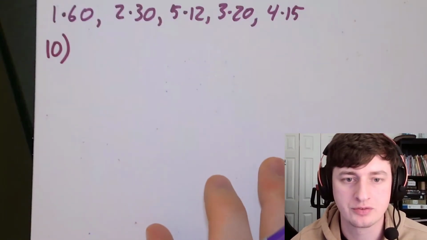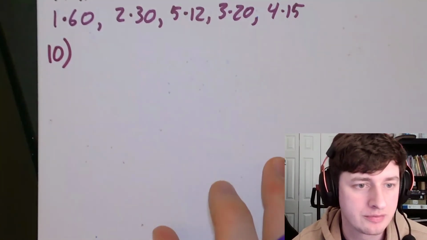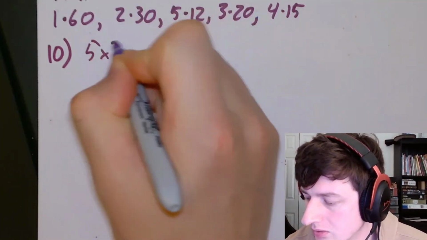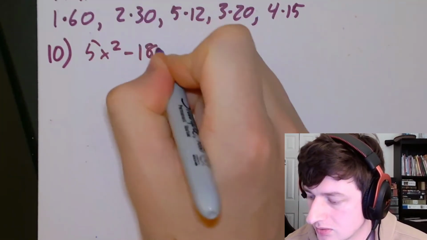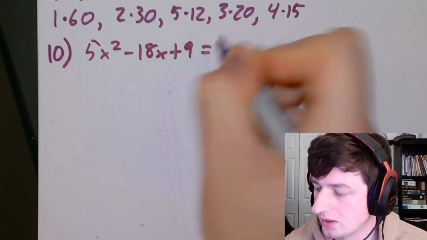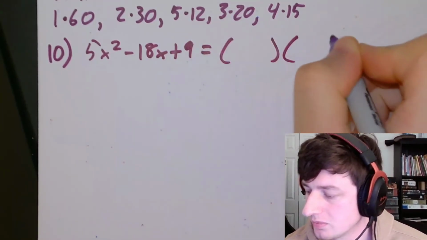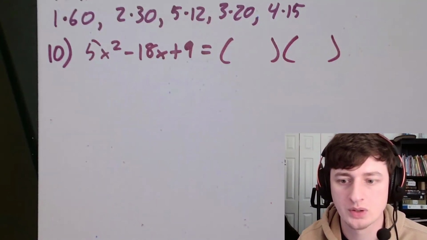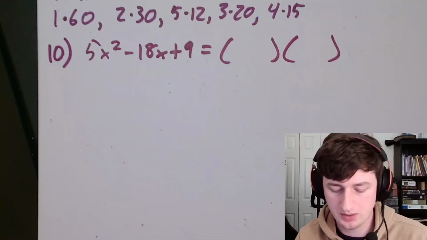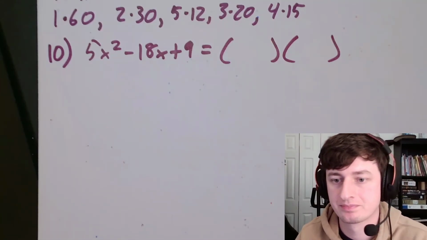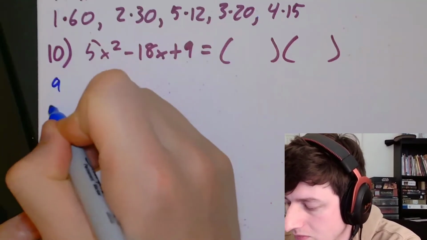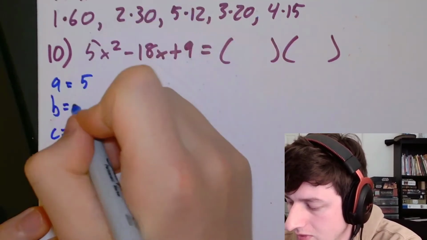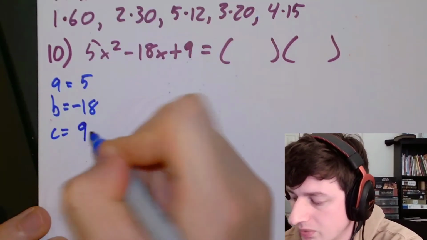So number 10 from that PDF says 5x squared minus 18x plus 9, and we want to make that equal something times something else. We're going to factor it. Okay, so first step, list out A, B, and C: 5, negative 18, and a positive 9.